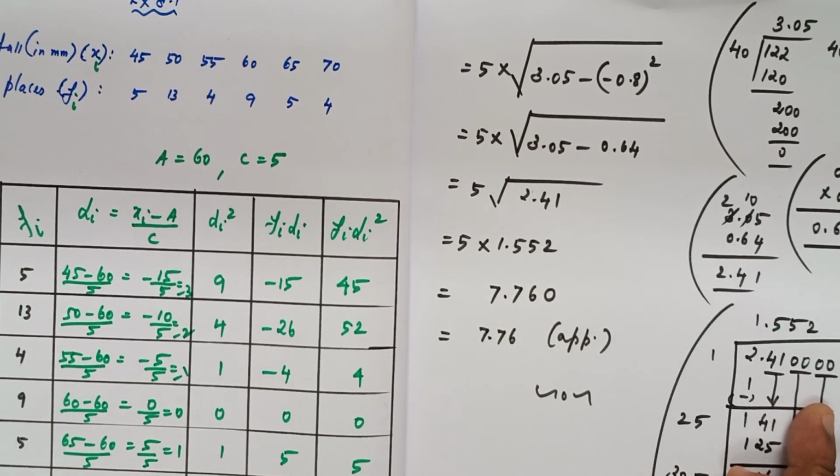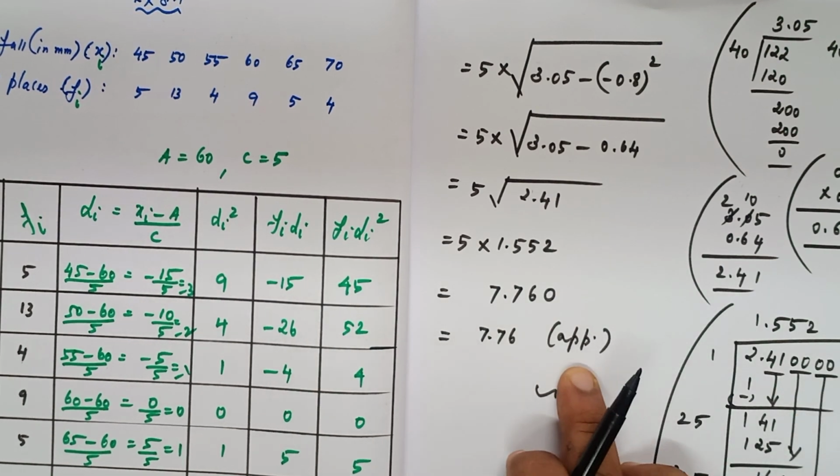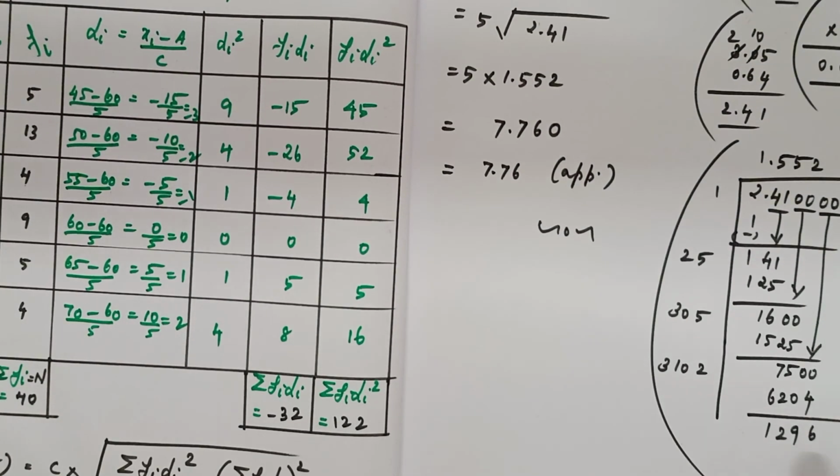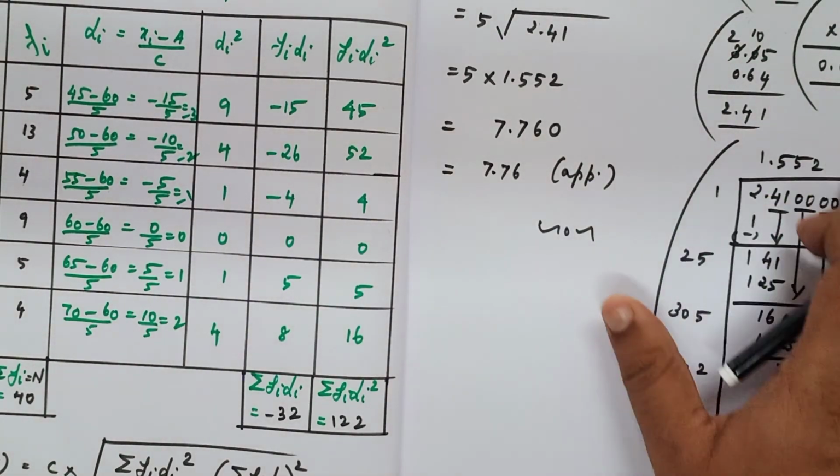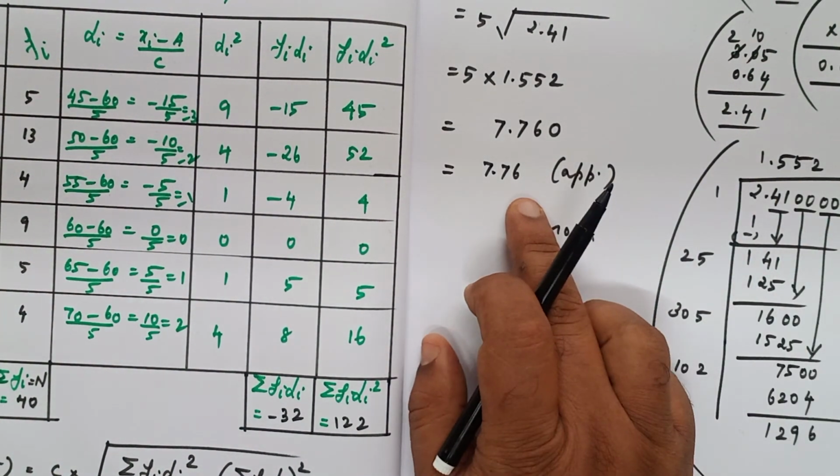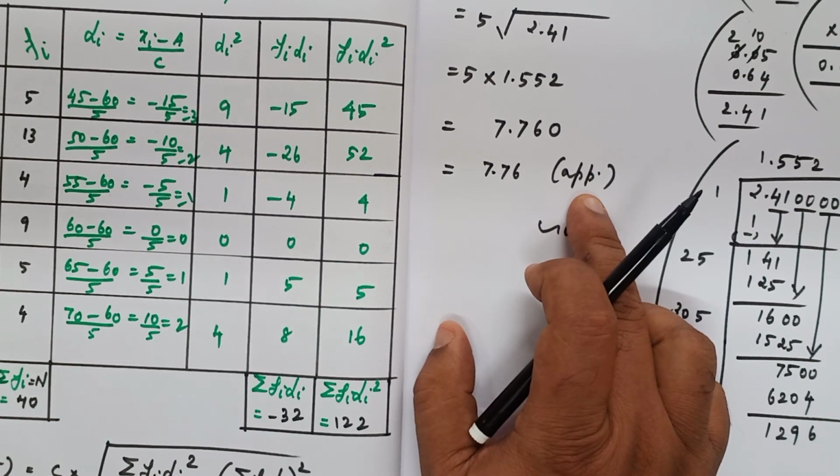Okay, this is the final answer. That's a standard deviation value 7.76. Each and every time you have to put approximately only, because you haven't taken the exact value. So approximate value only have taken, so that at the end you have to put approximately for all the problems.